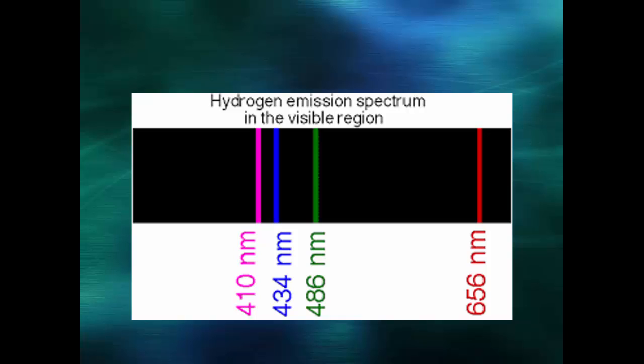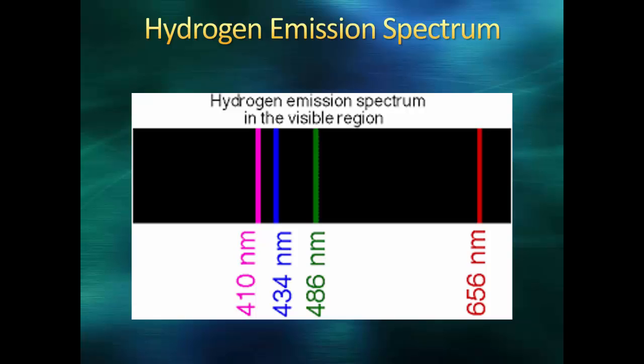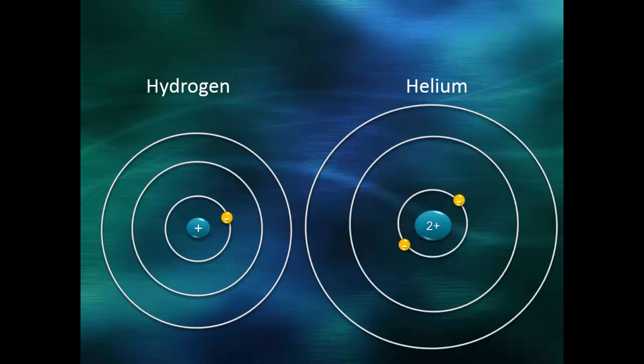It could be, for example, the 410 may be from the fourth energy level to the second energy level. The 434 may be from the third to the first, so on and so forth. And this splaying out of the actual colors is called, for hydrogen, the hydrogen emission spectrum, and in general, the element's emission spectrum. So let's compare hydrogen to helium.